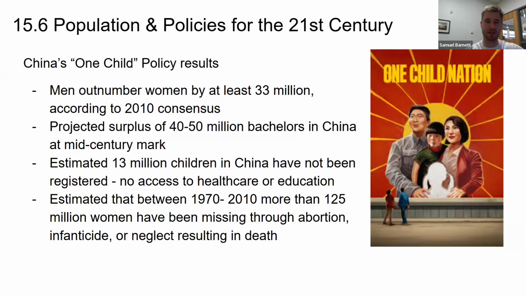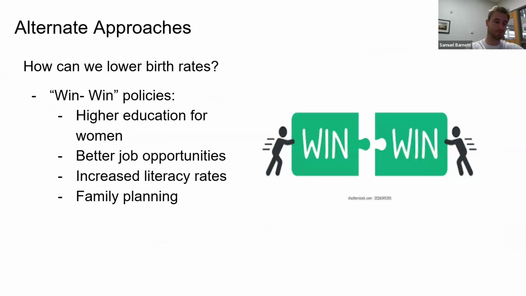Men outnumbered women by at least 33 million, according to a 2010 census. There is a projected surplus of 40 to 50 million bachelors in China at the mid-century mark. An estimated 13 million children in China have not been registered, which leads to them not having access to proper healthcare or even an education. It is also estimated that between 1970 and 2010, more than 125 million women have been missing through abortion or neglect, resulting in death.